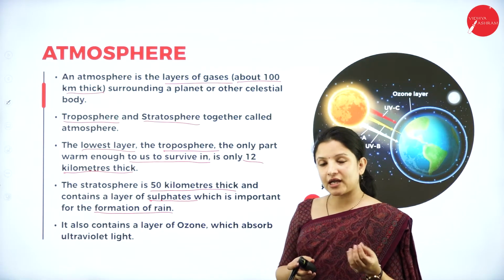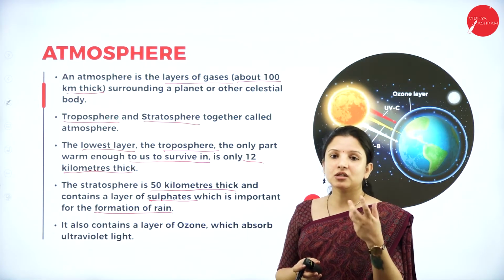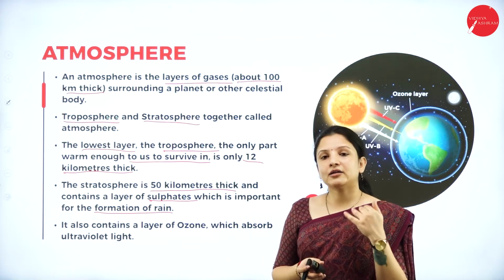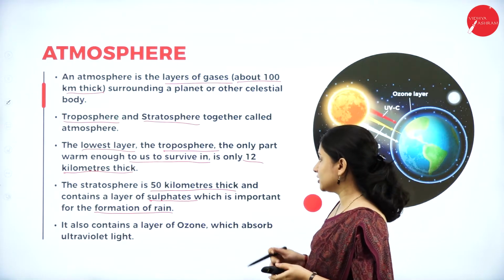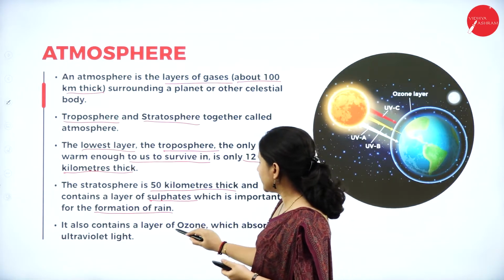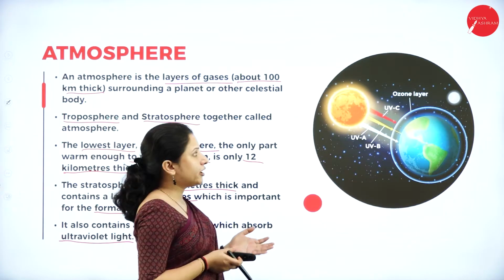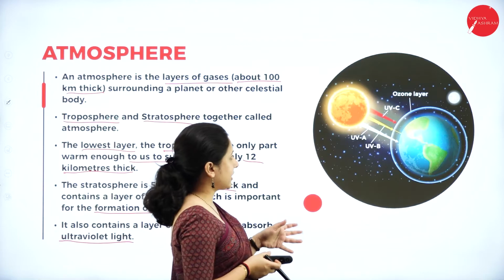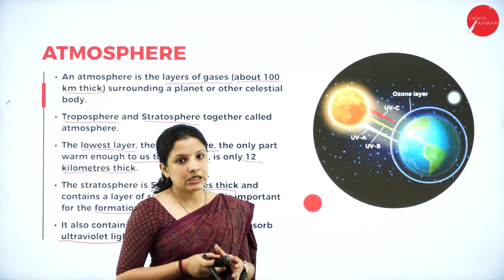And formation of rain, again, it is important for the earth because it keeps the earth's temperature cool, and it also provides water for all the living organisms that are there on the earth. And apart from that, the atmosphere also contains a layer called ozone. And this ozone is very, very important because it absorbs ultraviolet light. So the ozone layer is the one which absorbs the ultraviolet light.